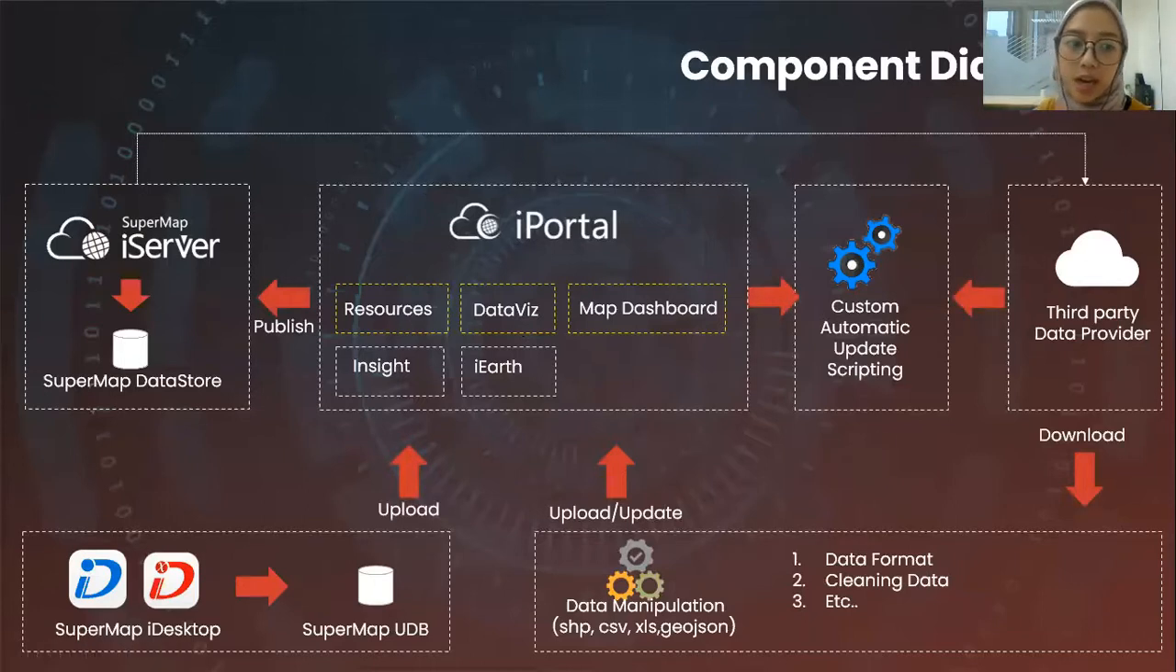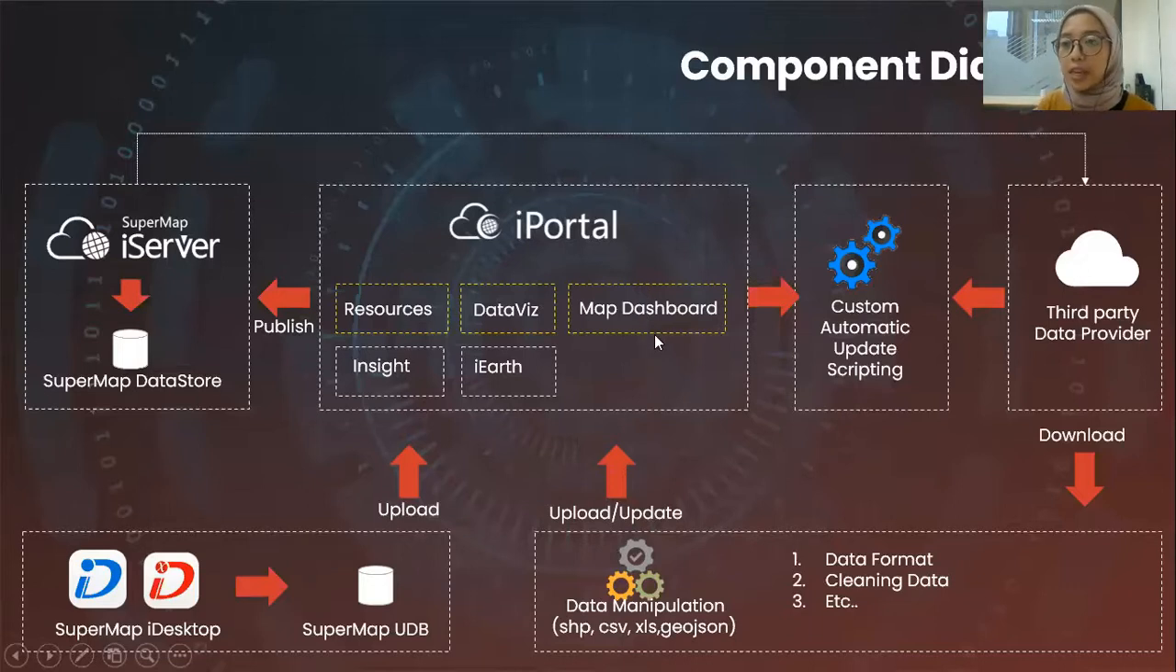For the data source, data can come as raw data directly from a shapefile, CSV, Excel file, or GeoJSON. But you can also do the data preparation first in SuperMap iDesktop. Probably you want to style the map or create a 3D scene, because if you want to publish your 3D data, you need to process it first in iDesktop. And as you process the data in iDesktop, you will get the SuperMap spatial database, which we usually call SuperMap UDB. And these two kinds of data can then be uploaded directly to iPortal.